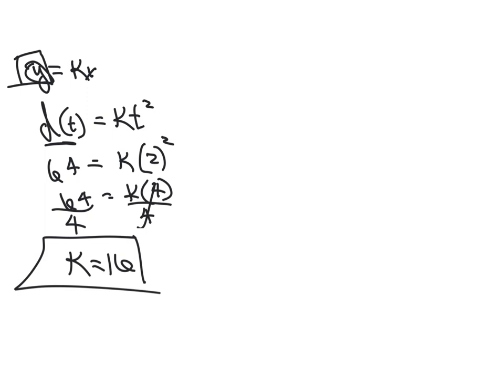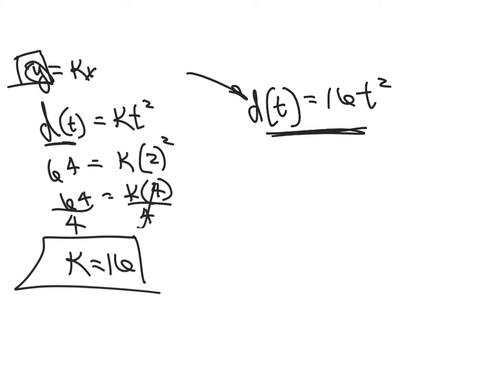So we're going to use d of t equals, we know K is 16, t squared. So this is a formula we're going to use to answer A, B, and C. So A says, how far will he have fallen in 3.5 seconds? How far? Distance. So that's what we're looking for. Distance equals 16, how much time? 3.5 seconds.